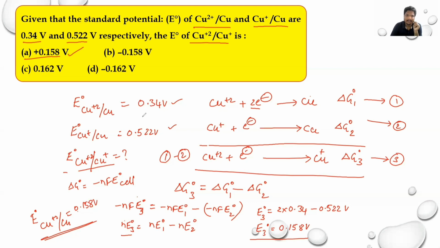Already they have given E naught of the cell for delta G1 and delta G2. So we have to calculate E naught of the cell for delta G3 naught, which is E3 naught. In this way, you can calculate the standard cell potential of a particular cell with the help of the relationship between electrode potential and free energy change, that is Gibbs free energy change. Is it clear, all of you? Is it clear? So shall I move on to the next one?